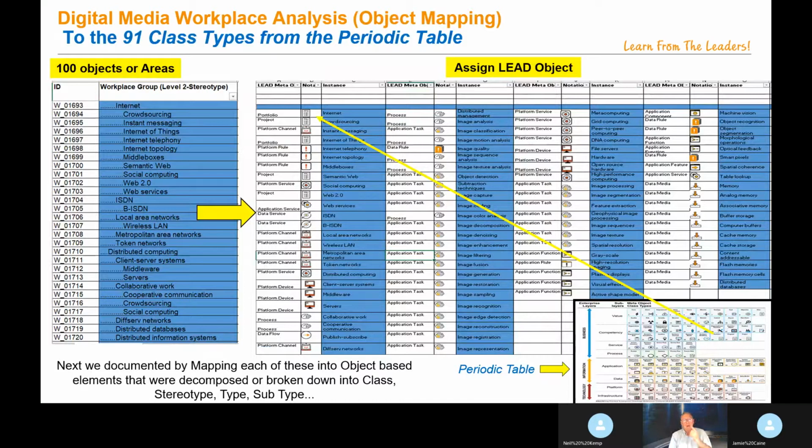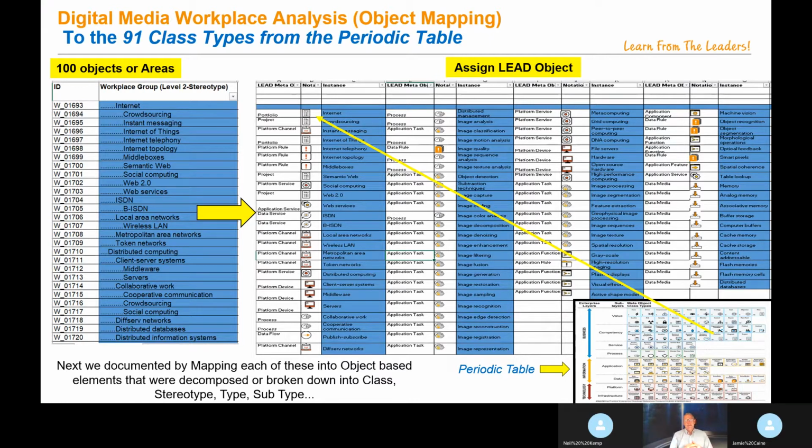Then you see the yellow arrow to the right, and what that did was we applied all of the lead objects, all of the meta object areas. And down here at the bottom is a small shot of the 91 focus areas and the different objects within our periodic table, or what we call the building blocks for your analysis. And this is just one example, which was how the internet was determined to be a portfolio, and it maps to the portfolio object area.